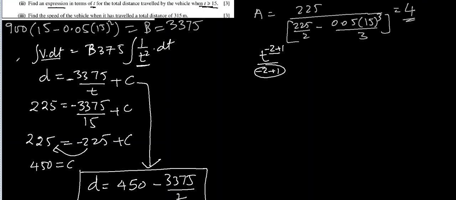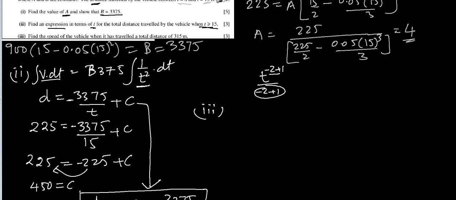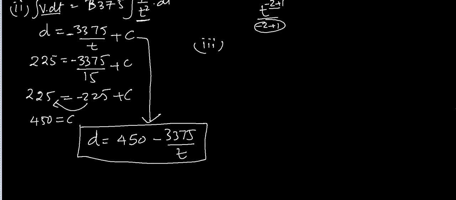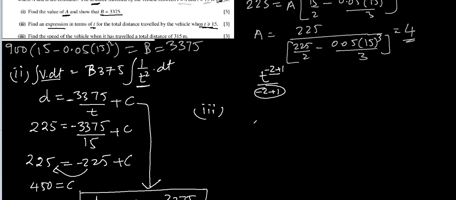Okay, the final one, part 3. This is part 2. Find the speed of the vehicle when it traveled a total distance of 315, and since it is more than 225, that is, it is more than 15 seconds, and we don't need to worry about again the turning points. Straight away use the distance formula, and the distance formula we just got, 450 minus 3375 over t. So 315 is the displacement, and 450 minus 3375 over t it was the formula, I used it.